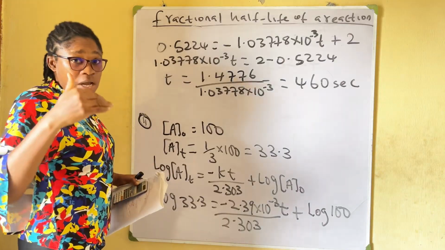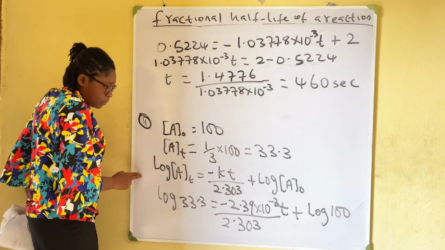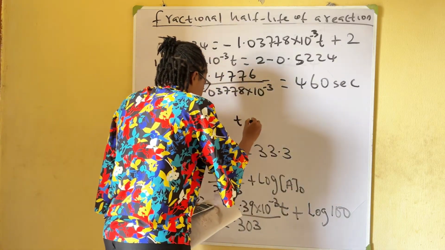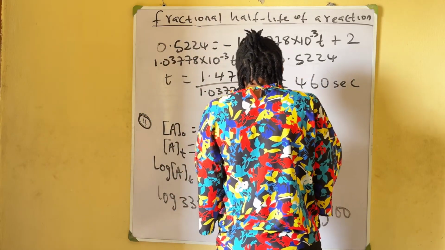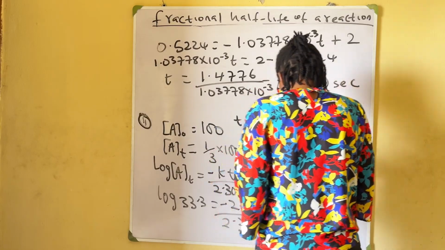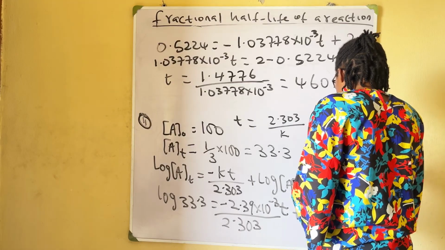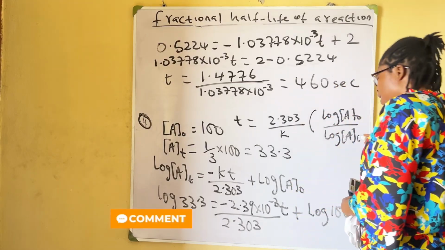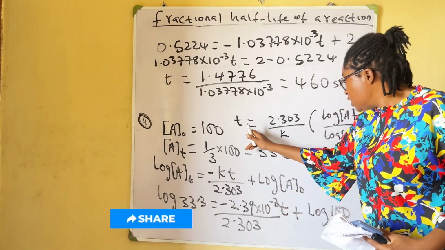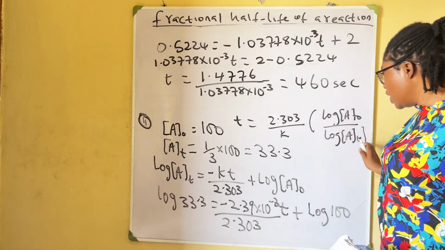Okay. So another person can also solve it by making t the subject of the formula. If you make t the subject, what we'll have is t equals 2.303 over k times log of the initial concentration divided by the concentration at time t. If you want to make the formula straight like this, the negative sign will no longer be there. This is the formula to use.